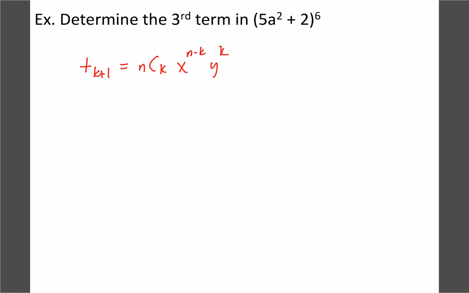So we want the third term. So what you want to do is look at it. We got our exponent of 6. That means we have an n of 6. And if we want the third term, that means we want a k of 2.